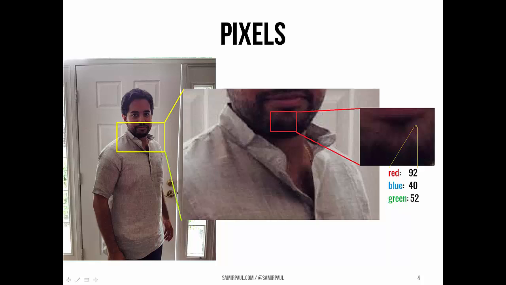And a pixel is made up of 3 individual values that are all combined together. Those 3 values are a red value, a blue value, and a green value. Essentially, it's like we're mixing these 3 colors as if they were paints. We're saying how much red is there, how much blue is there, how much green is there. And when we combine those, we get a different final color. So in this case, this little pixel from my beard has a red value of 92, a blue value of 40, and a green value of 52.